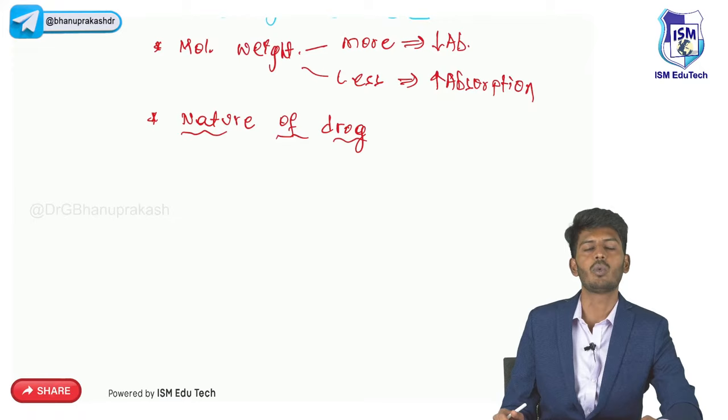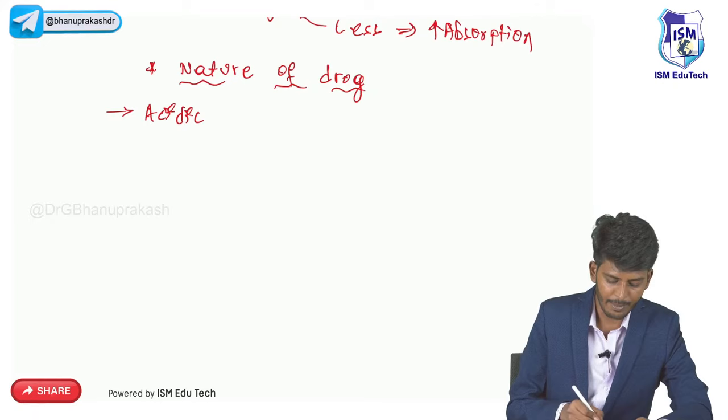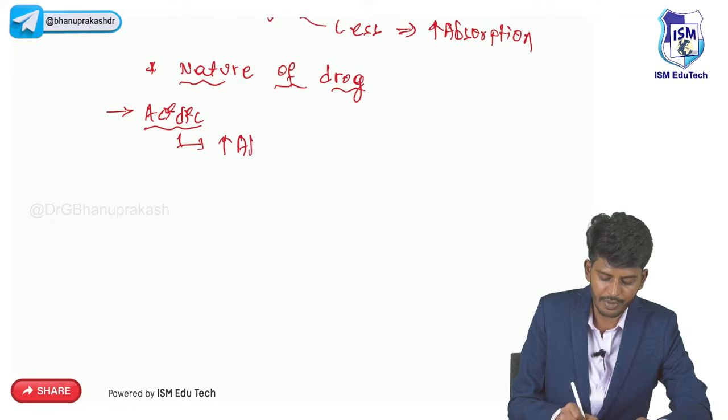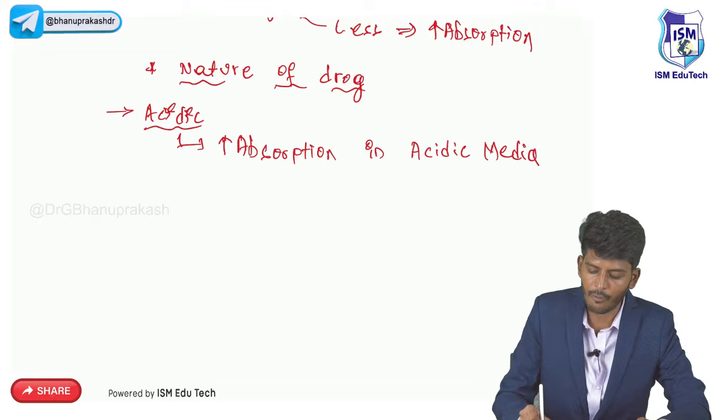Let's understand. Now, nature of the drug. A drug can be an acidic drug. If there is an acidic drug, my dear students, understand, an acidic drug will have an increase of absorption. Where exactly? In the acidic media, wherever we have an acidic environment. What do I mean by acidic environment?